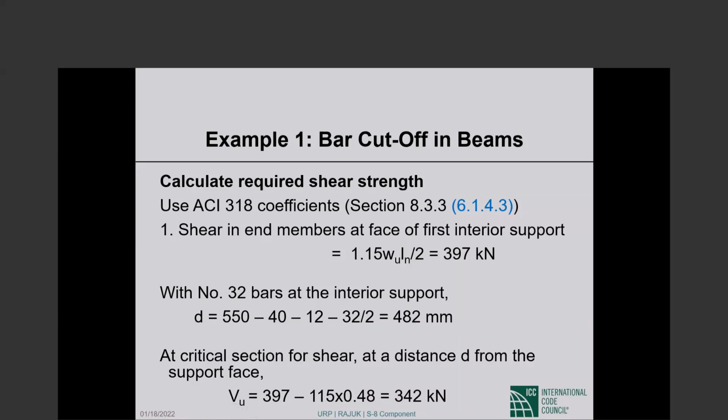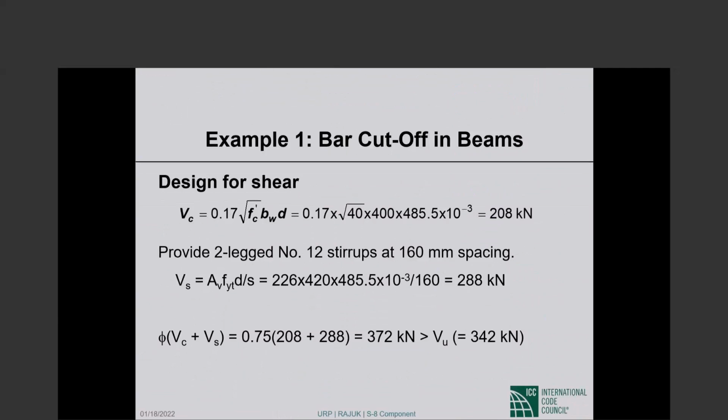So at the critical section for shear at a distance d from the support face, at the support face we have a shear of 397. The effective depth is 482 millimeters, so the critical section is 482 millimeters from the support. At that critical section, the shear goes down from 397 to 342 kilonewtons. The shear that concrete can carry, 0.17 square root, in our units 2 square root of f sub c prime, comes to 208 kilonewtons.